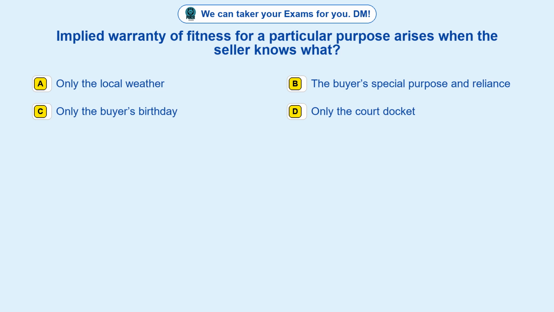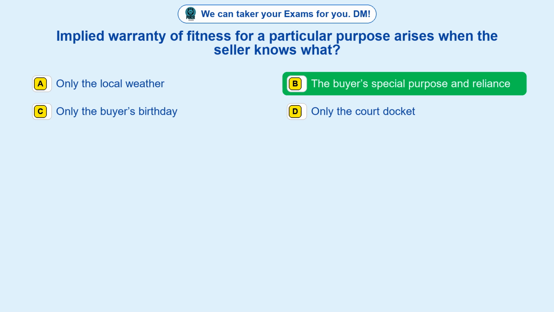Question 80. Implied warranty of fitness for a particular purpose arises when the seller knows what? Option A. Only the local weather. Option B. The buyer's special purpose and reliance. Option C. Only the buyer's birthday. Option D. Only the court docket. The correct answer is option B. The buyer's special purpose and reliance.